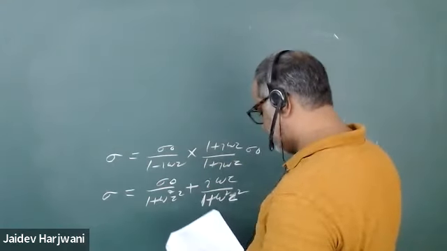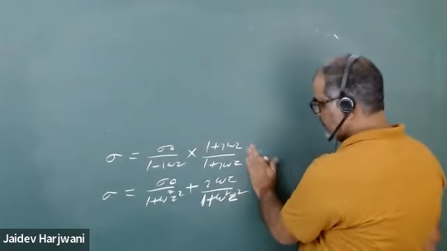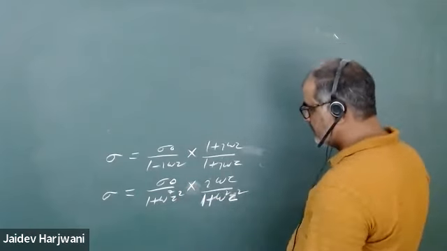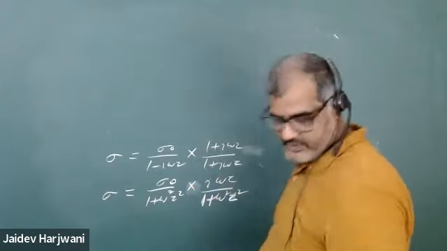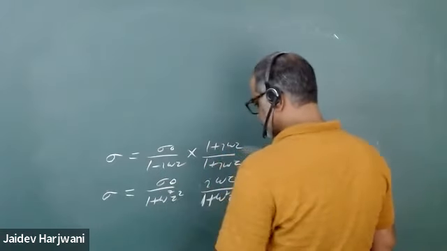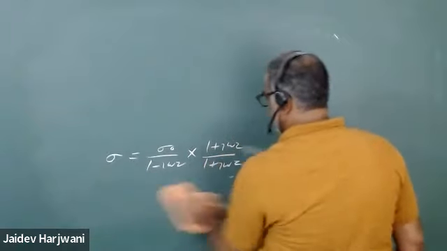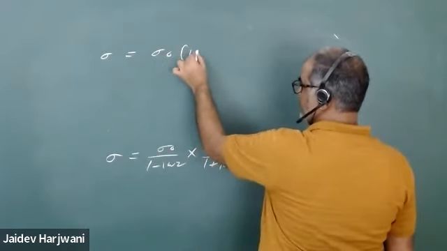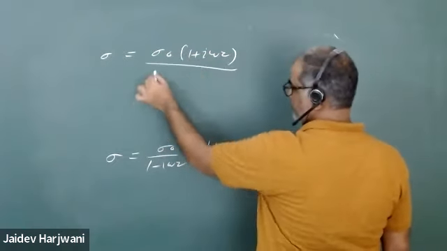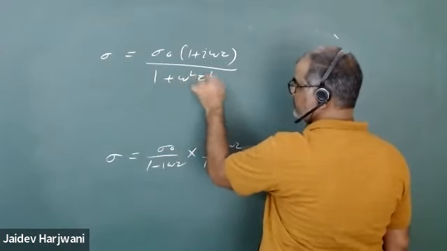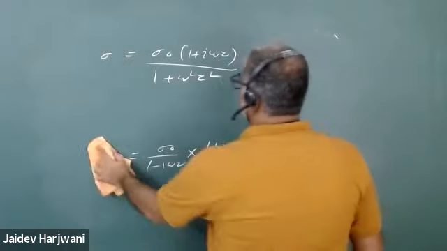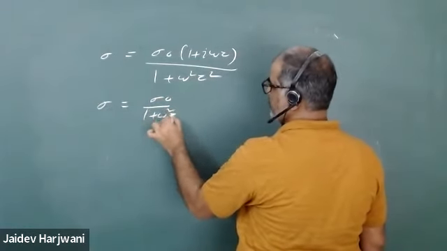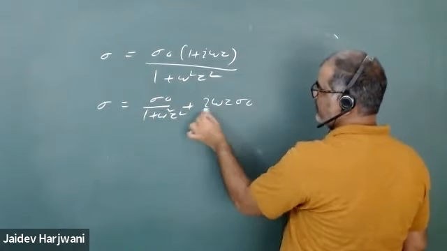Okay, so now sigma naught into 1, then we got sigma naught, and then sigma naught into imaginary part. Sir, sorry, sigma naught ka second term. Let me solve. Okay, so I have sigma naught upon 1 plus iota omega tau, okay, and this becomes what? 1 plus minus minus, so 1 plus omega square tau square. Now if I write this sigma, this becomes sigma naught upon 1 plus omega square tau square plus iota omega tau sigma naught upon 1 plus omega square tau square.